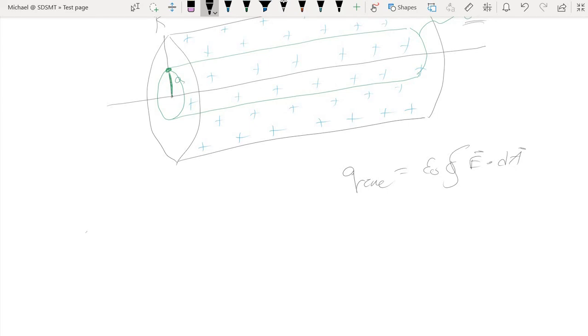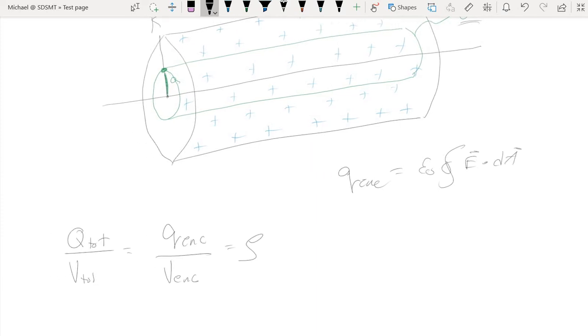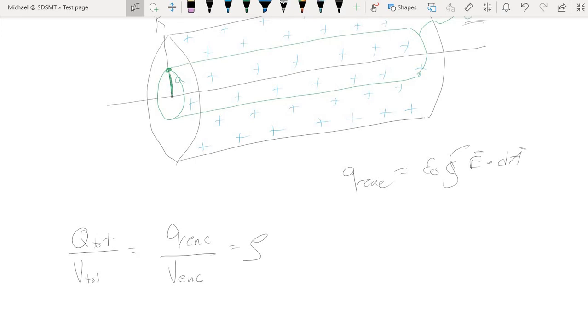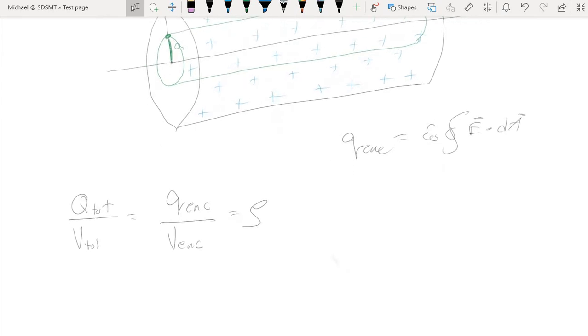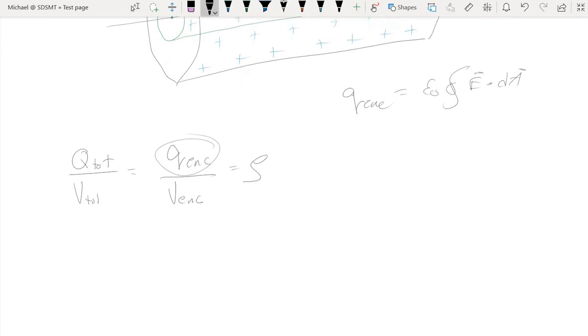Once again, the total charge of the cylinder compared to the total volume of the cylinder has to have the same ratio as the enclosed portions. So this is our uniform charge density, aka the volume charge density. And so we can get the enclosed charge just by looking at those ratios. We would have Q total times the ratio of the enclosed volume to the total volume.